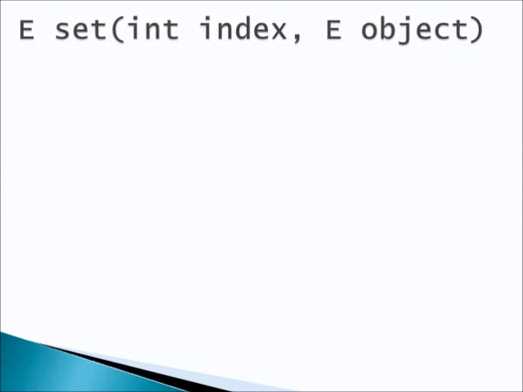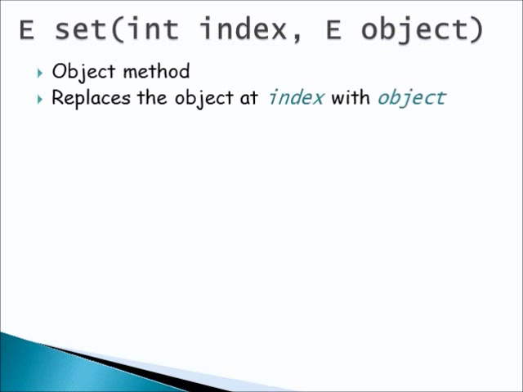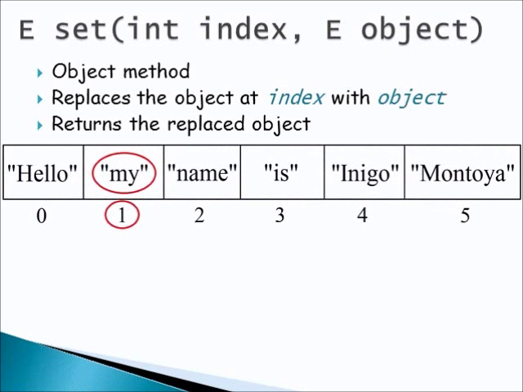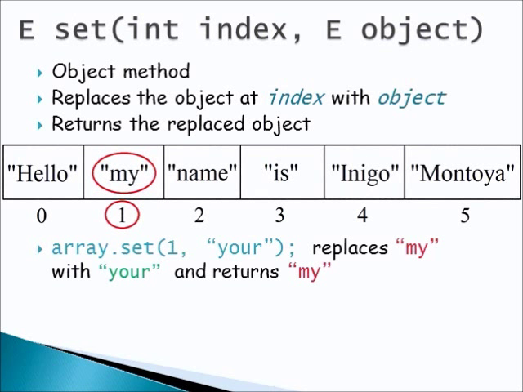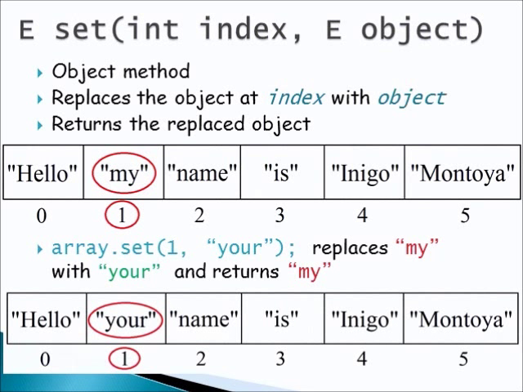Set is also an object method that replaces the object at index with object and returns the replaced object. So array.set, when you pass it the index 1 and the string your, will replace my with your and return my.